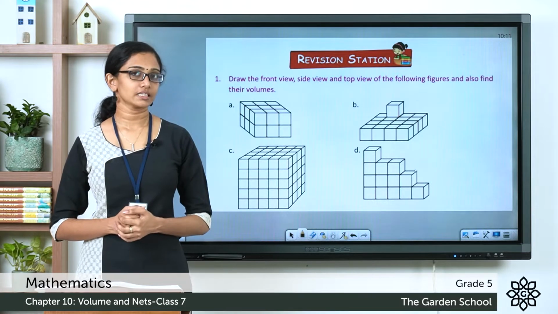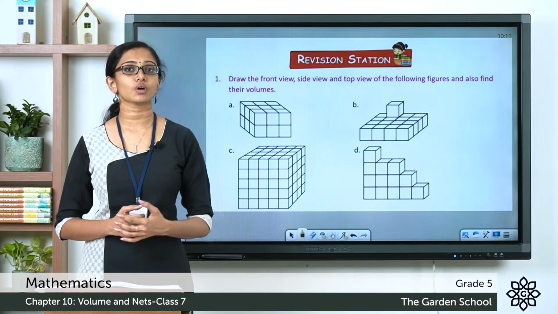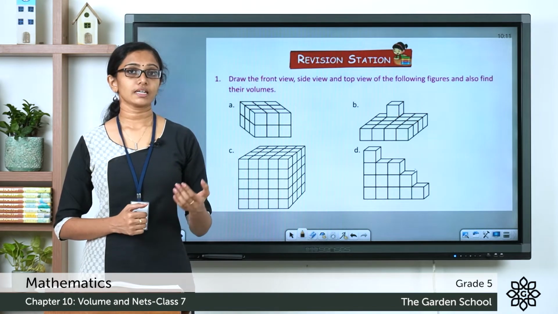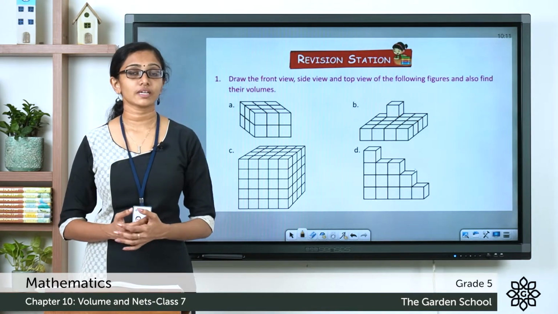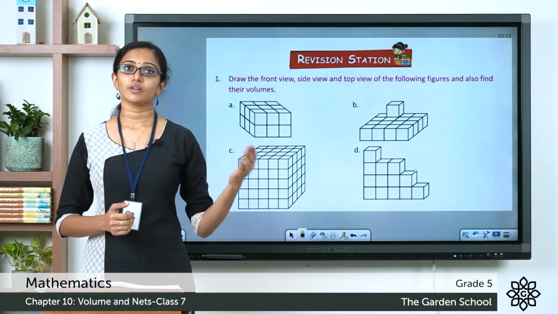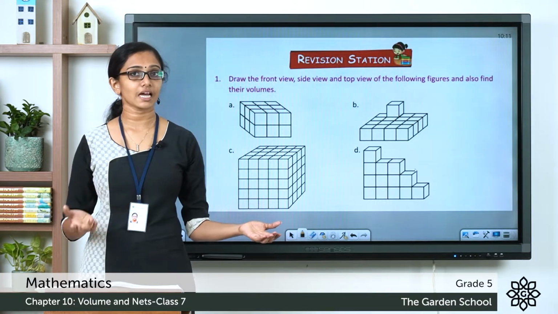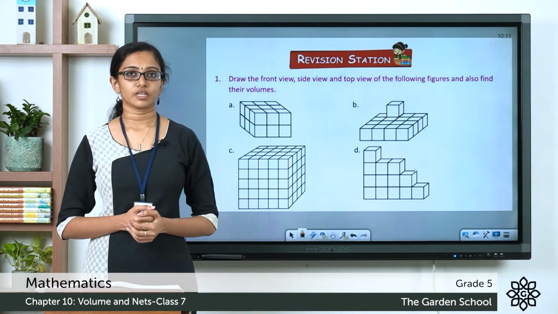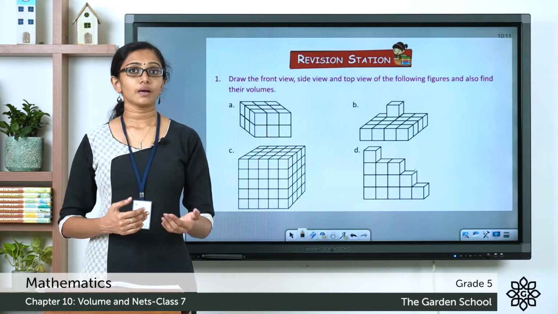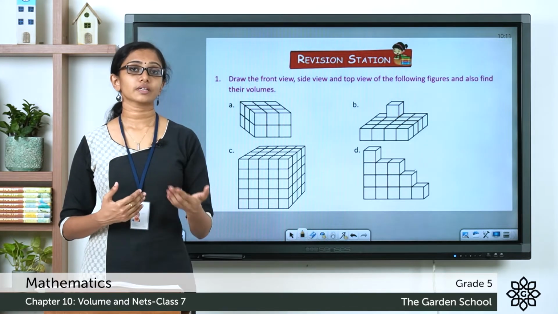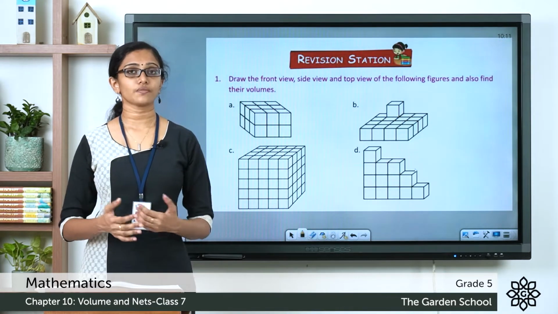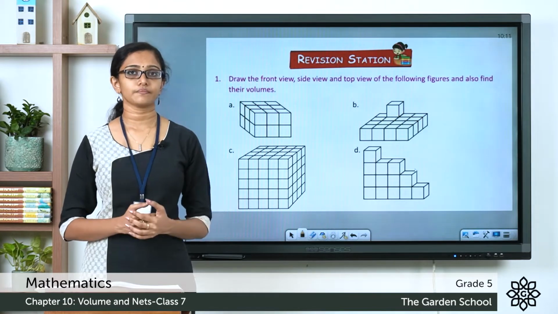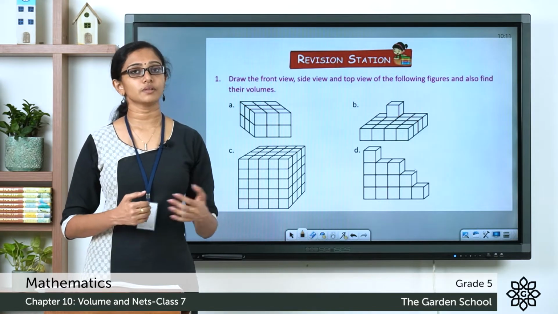In your lower classes, you have learned about the different views of a three-dimensional shape or a solid shape. When you look at an object from its exact front, you get the front view of that object. When you look at it from the sides, you get the side views. When you look at it from the top, you get the top view of the object. So depending upon the position from which you are looking at the object, you'll get different views. It's not necessary that the views are all the same. The views may be different from different positions.